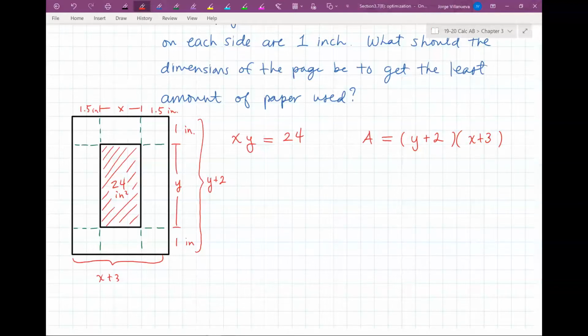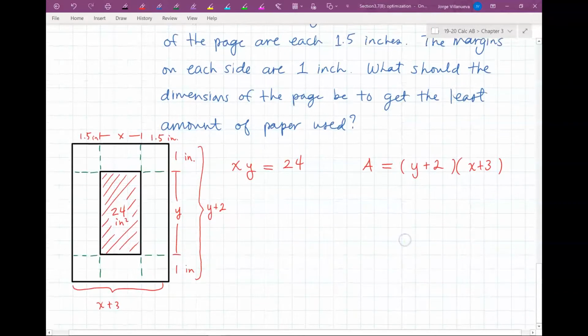All right. What am I optimizing? Is it the left equation or the right equation? Now read this right here. What are we trying to use the least amount of? Of the whole paper. So what am I optimizing? Left equation or right equation? The right equation, because that's the whole paper, right? The x plus 3, the y plus 2, that's everything.